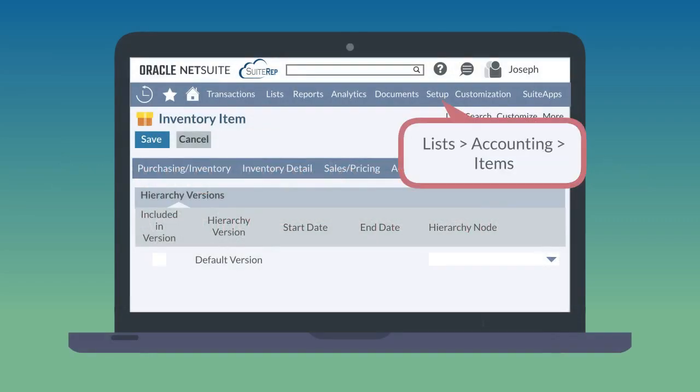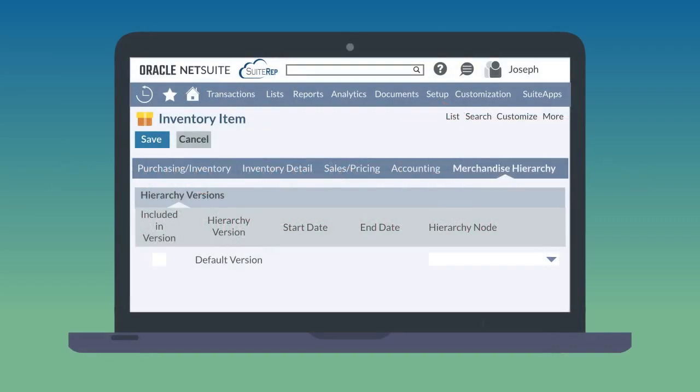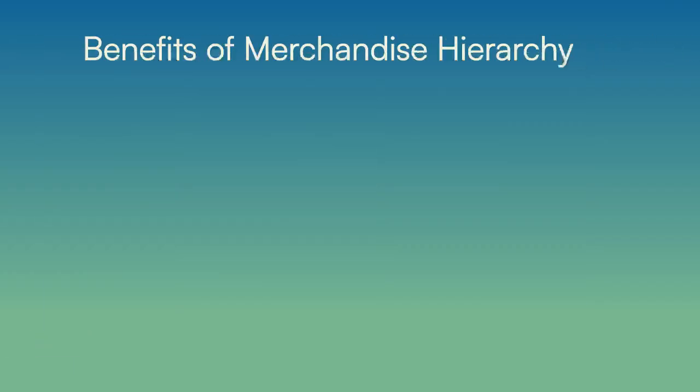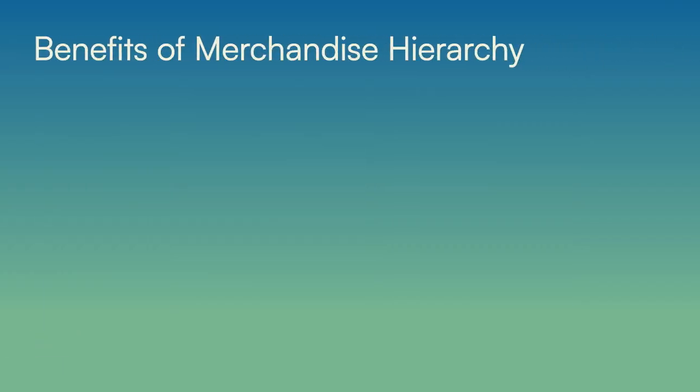Go to Lists, Accounting, Items, and open the appropriate item in Edit mode. On the item record, locate the Merchandise Hierarchy tab. Select the checkbox next to the correct hierarchy version. Select the correct node for this item under the Hierarchy Node dropdown. Save the item record.